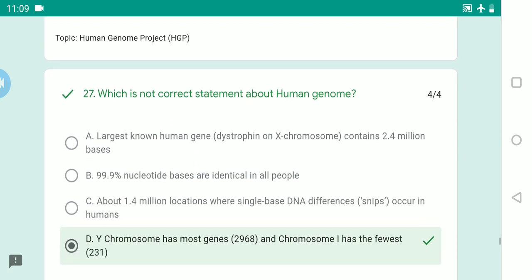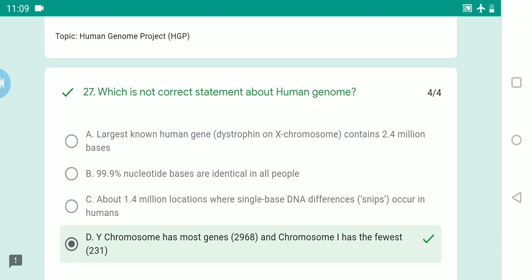The next question is related to the HGP, that is the Human Genome Project, which is not a correct statement about the human genome. So here we should identify the incorrect statement. Whatever statements they have given are related to the human genome, but we should identify the incorrect one, the remaining are all correct. Let me read one by one.